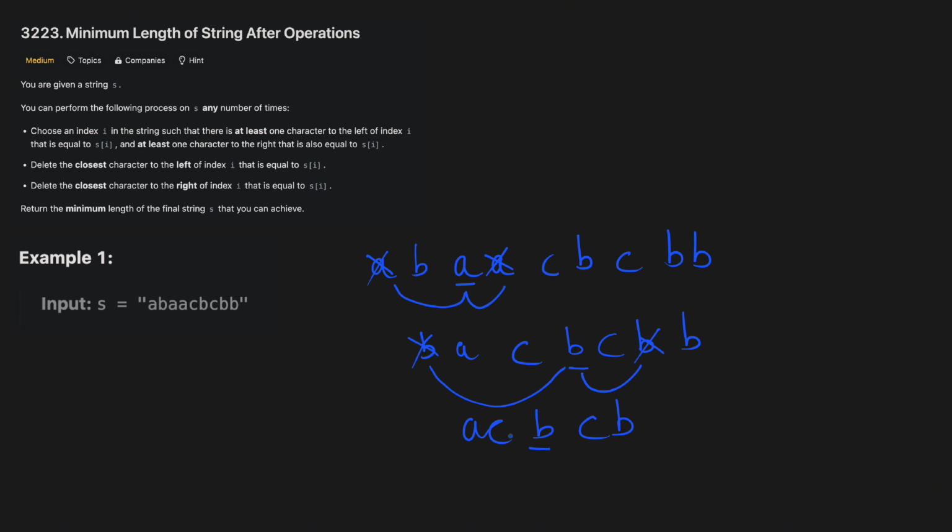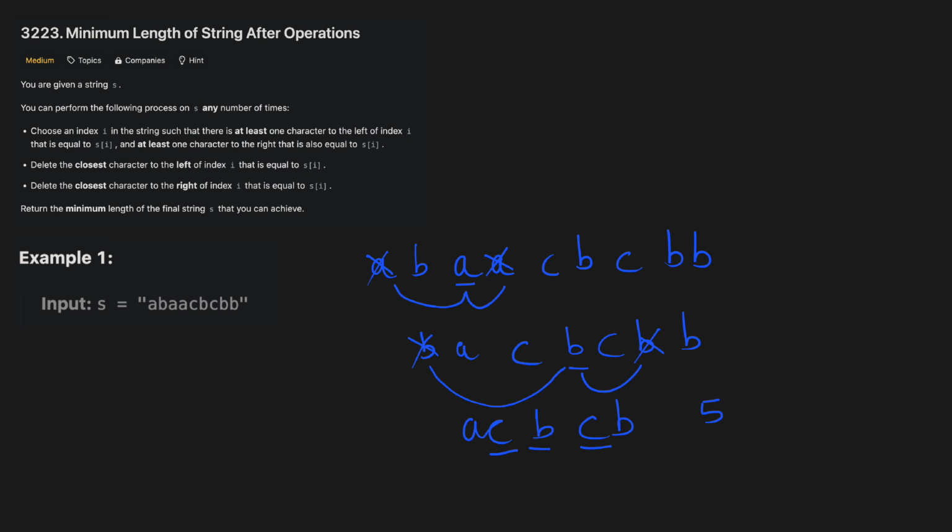Now let's come to C. And now this C, for example, doesn't have any identical character to the left of it, and this C doesn't have any identical character on the right of it, so we cannot delete them as well. So this will be our minimum string after performing these operations, and the length of the string will be 5.